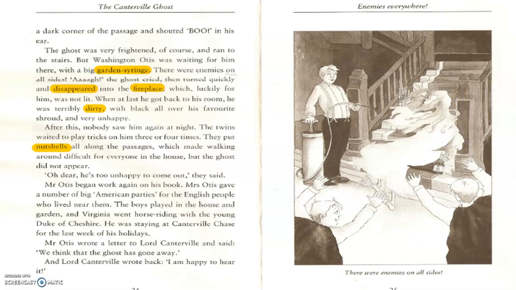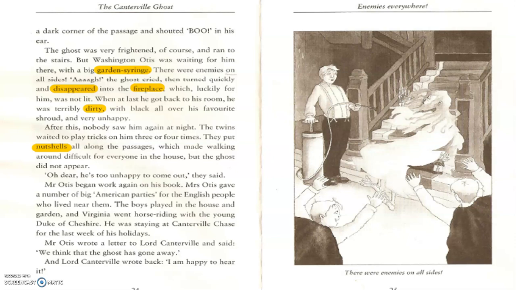The twins waited to play tricks on him 3 or 4 times. They put nutshells all along the passages, which made walking around difficult for everyone in the house, but the ghost did not appear. "Oh dear, he's too unhappy to come out," they said. Mr. Otis began work again on his book. Mrs. Otis gave a number of big American parties for the English people who lived near them. The boys played in the house and garden, and Virginia went horse riding with the young Duke of Cheshire. He was staying at Canterville Chase for the last week of his holidays.